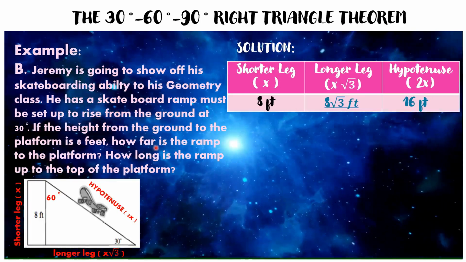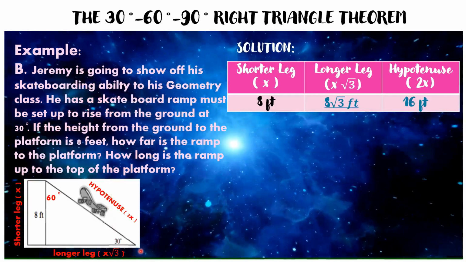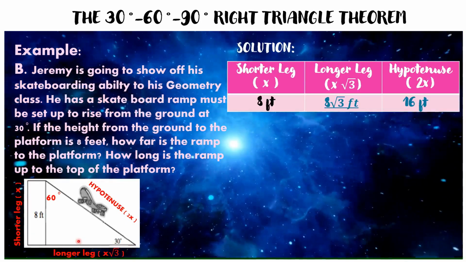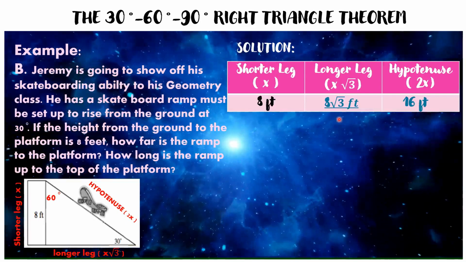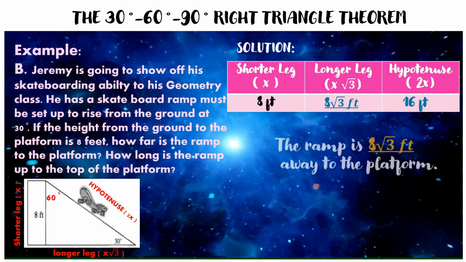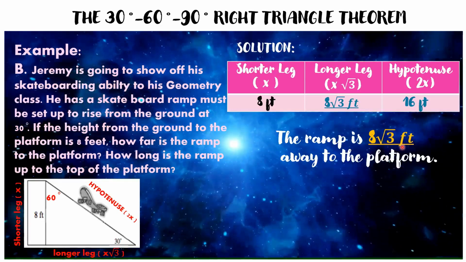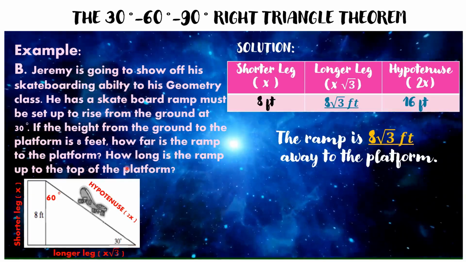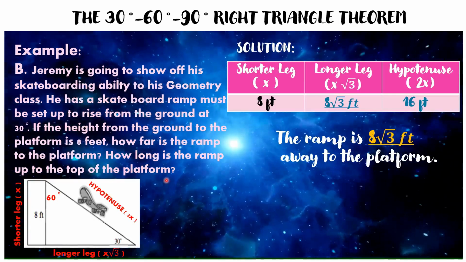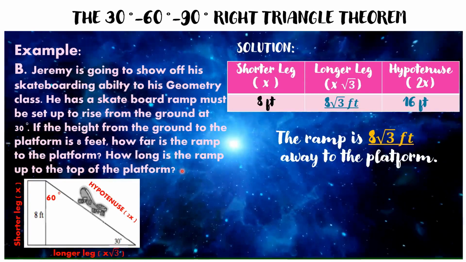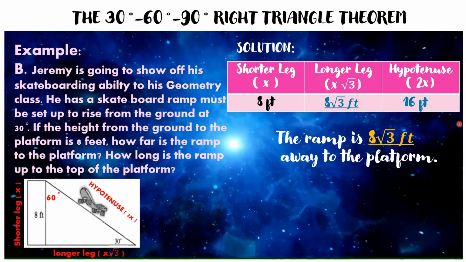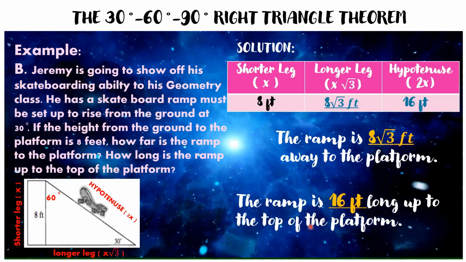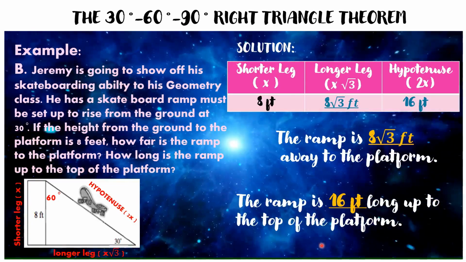Balikan po natin yung questions. Yung unang tanong, how far is the ramp to the platform? Ang tinutukoy po dyan is the longer leg. Gaano daw kalayo itong ramp na to doon sa platform. So, since the longer leg is equal to 8 square root of 3 feet, therefore, the ramp is 8 square root of 3 feet away from the platform. For the second question, how long is the ramp up to the top of the platform? Ang tinutukoy naman dito sa second question natin is the length of the hypotenuse. So, dito sa solution natin, ang hypotenuse natin ay equal kay 16 feet. Therefore, the ramp is 16 feet long up to the top of the platform.